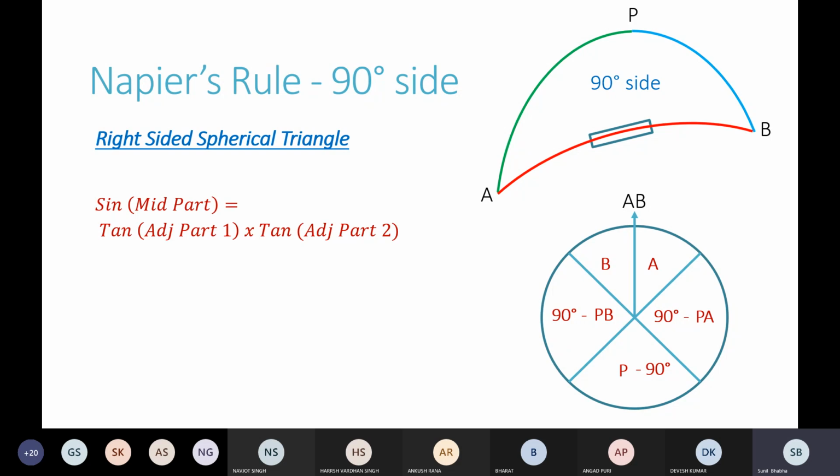The formulas remain the same, beta. Sine of middle part is equal to tangent of adjacent part 1 multiplied by tangent of adjacent part 2. Sine of middle part is equal to cos of opposite part 1 multiplied by cos of opposite part 2. The formula remains the same, and the condition is exactly the same: if you know any two parts of the triangle other than the 90-degree part, you can find out anything else.